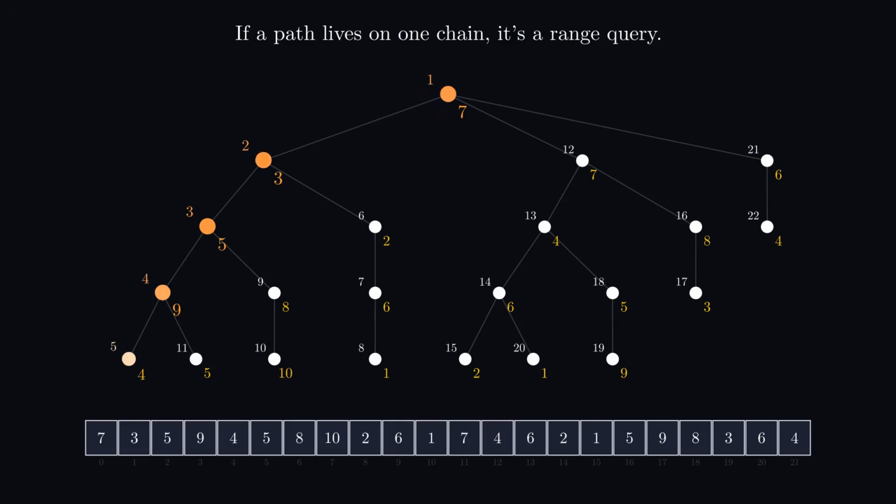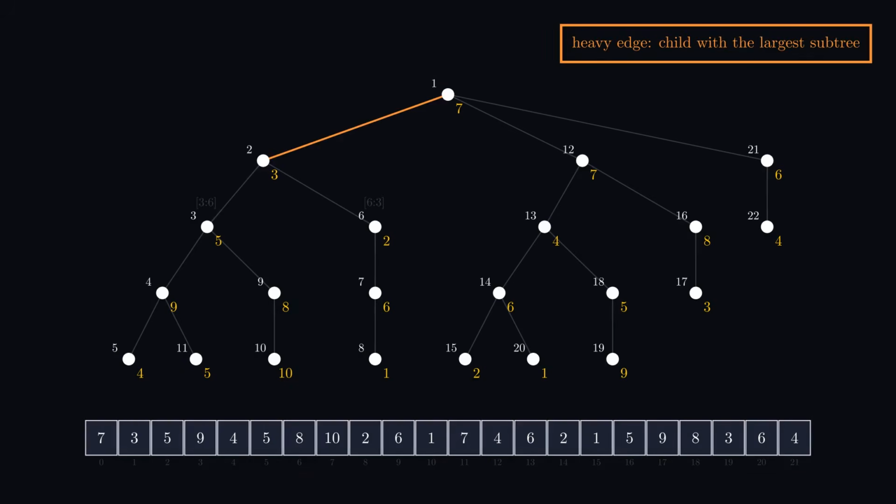Inside a single chain, a path is trivial. It's an interval, and a segment tree eats intervals for breakfast. So here's the plan. Slice the whole tree into chains. Hope that any path passes through only a few of them. Here's the slicing rule due to Sleater and Tarjan. At every internal node, call the edge to the biggest subtree heavy.